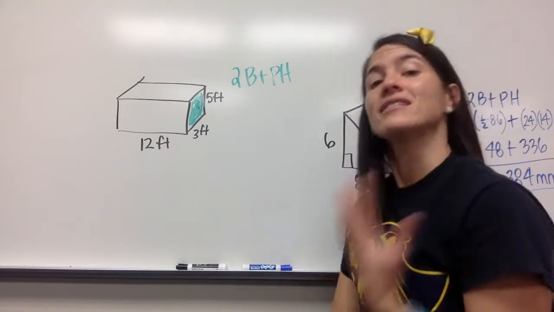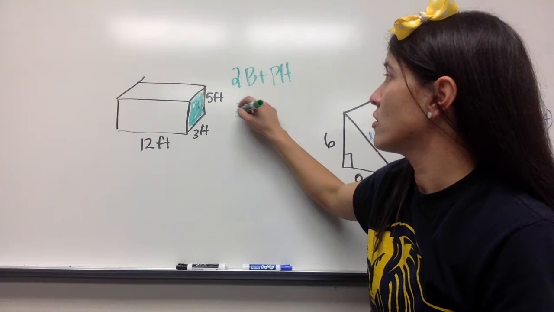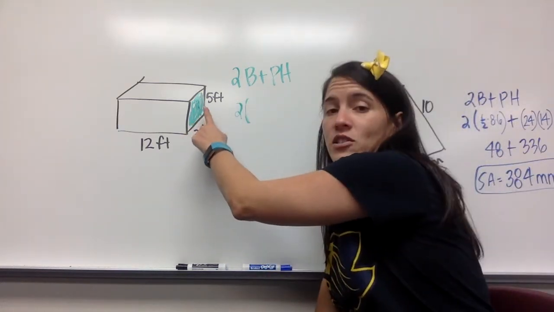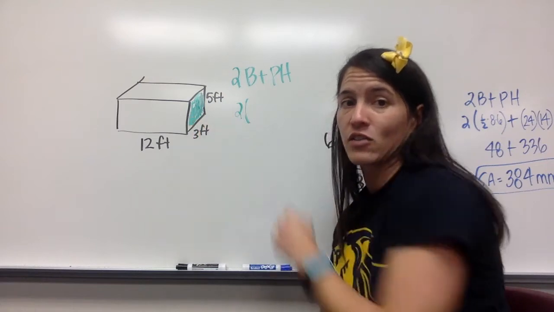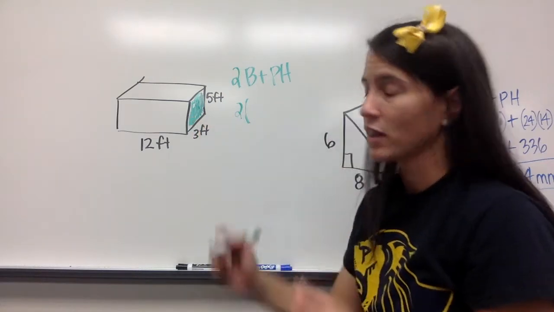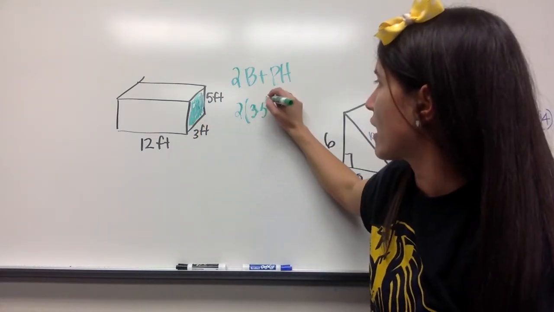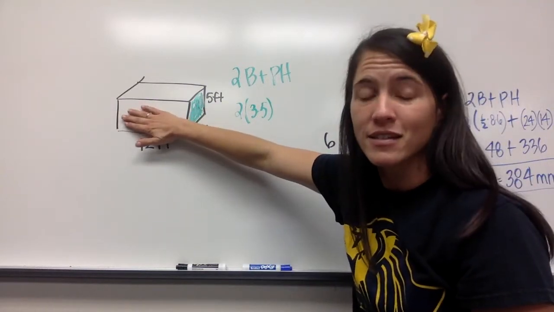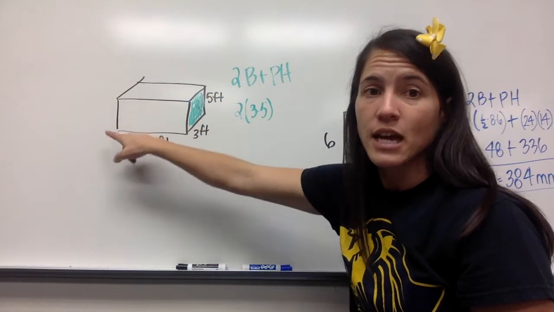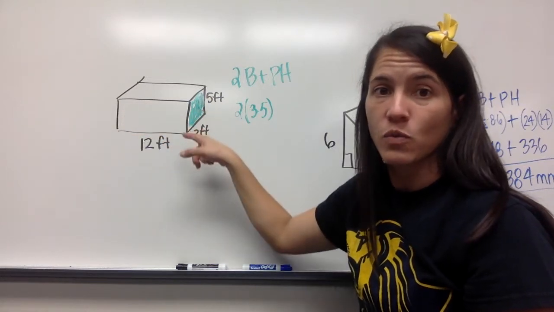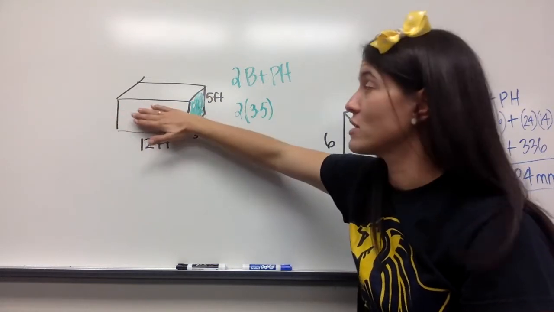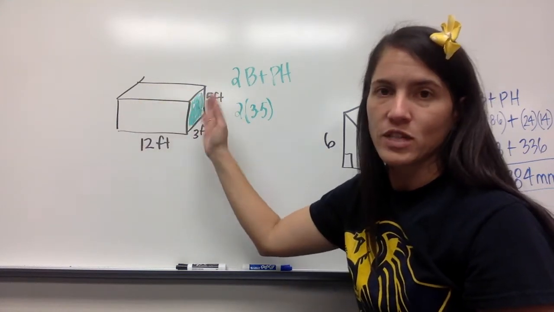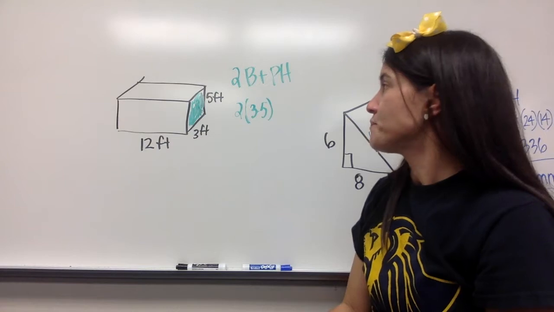Now the base of our shape has changed. 2, and the base is now this rectangle. So I need to find the area of this rectangle, and the area of that rectangle is length times width. So 3 times 5. That is the base. Now, if you wanted to use this front as the base, then you would have done 2 times length 12 and then width 5, if you wanted to use this front rectangle as your base. But for this example, I'm going to use this side as my base.